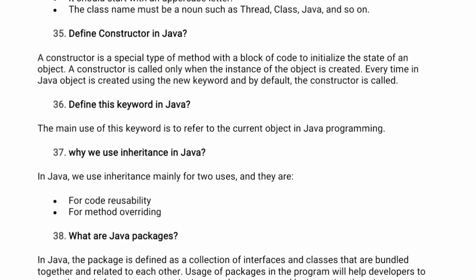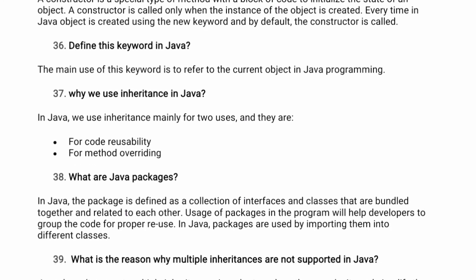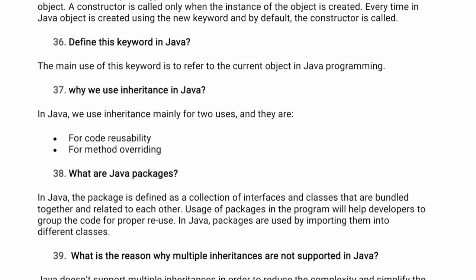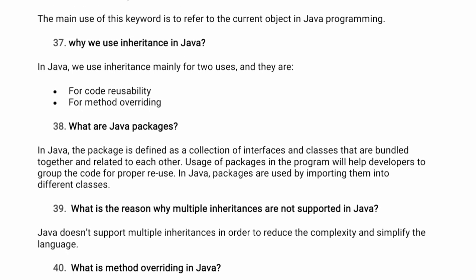Next, define this keyword in Java. The main use of this keyword is to refer to the current object in Java programming. So this keyword is used to point to the current object. Next, why do we use inheritance in Java? There are two main uses: code reusability and method overriding. We will discuss method overriding later.